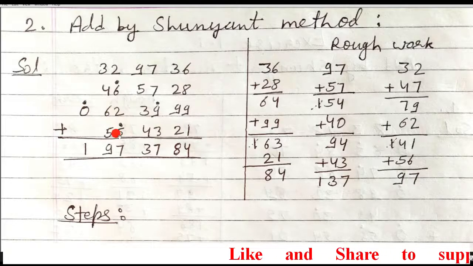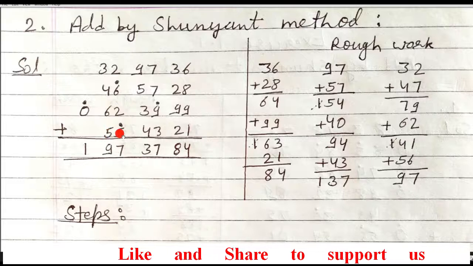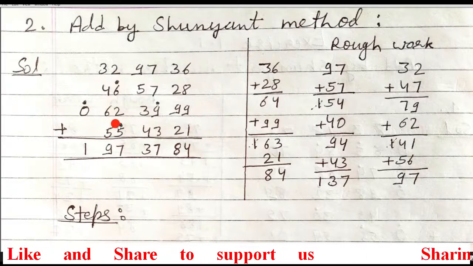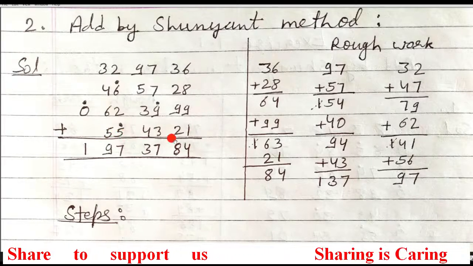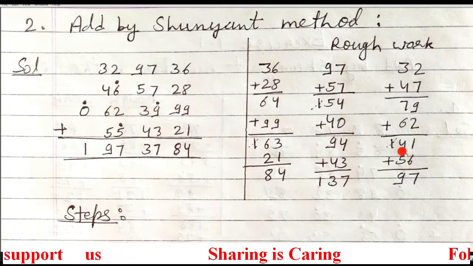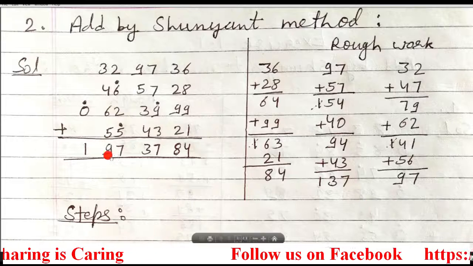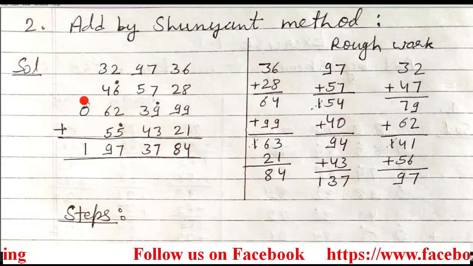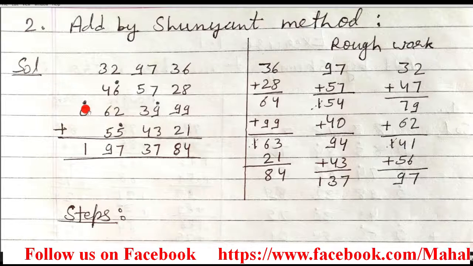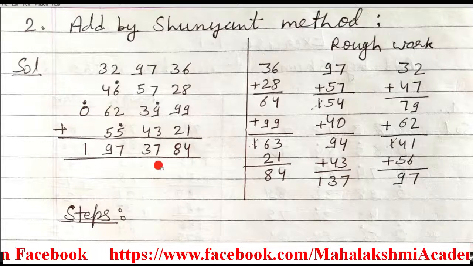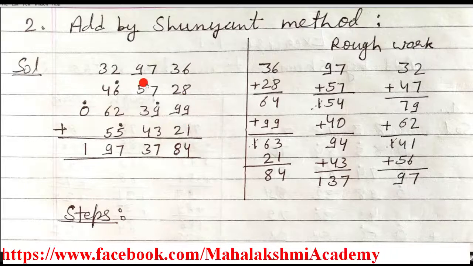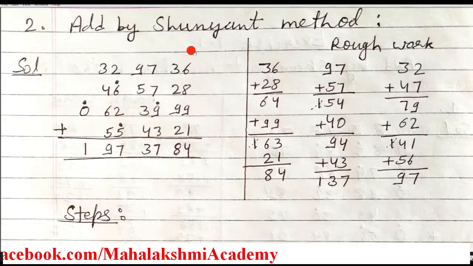So now what is the next number here? 56, because it's 55. Because of this ekadika dot, it's 56. So this 56 will be written here. So 41 plus 56 is 97. So this 97 write down here. Now this ekadika dot plus 0, it is 1 plus 0 is 1. So this is the sum of these digits by the Sunyanth method.